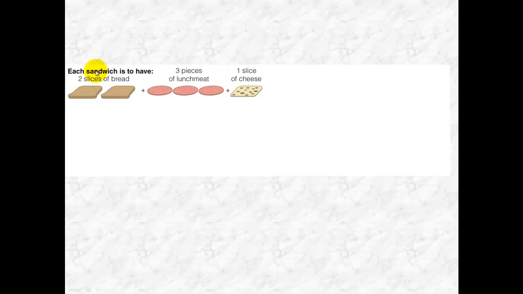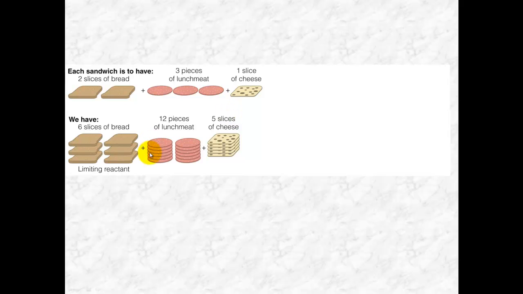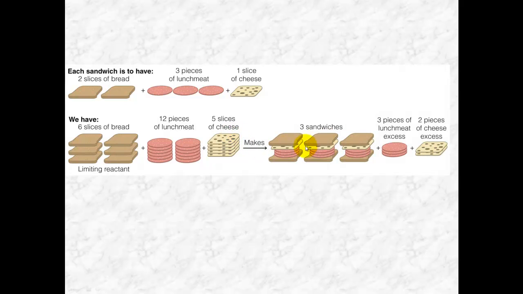Another example here, when making sandwiches, I need 2 slices of bread, and each sandwich then has 3 pieces of meat and 1 slice of cheese. If I've got 6 slices of bread, 12 pieces of lunch meat and 5 pieces of cheese, I can make 3 sandwiches, but I'm going to have this left over.